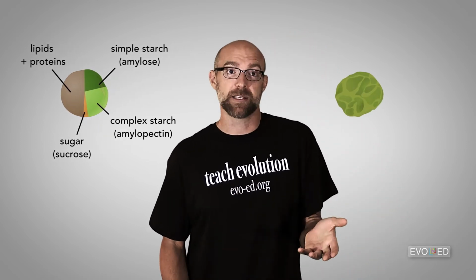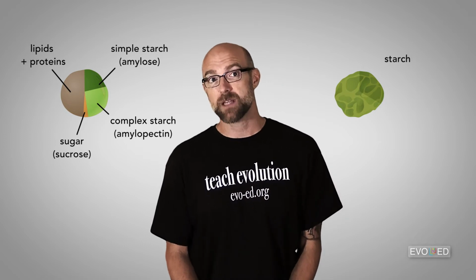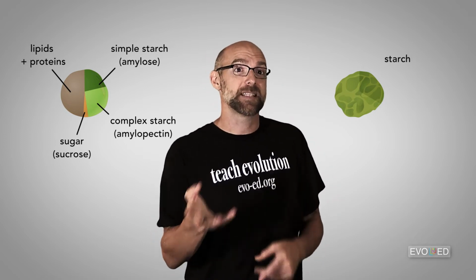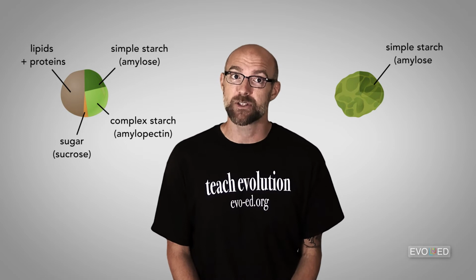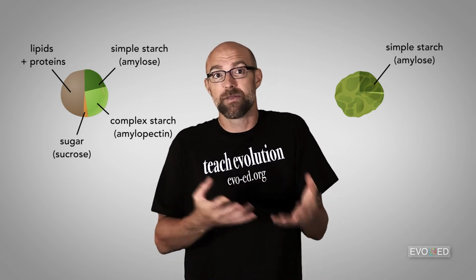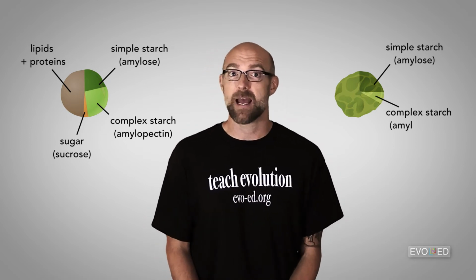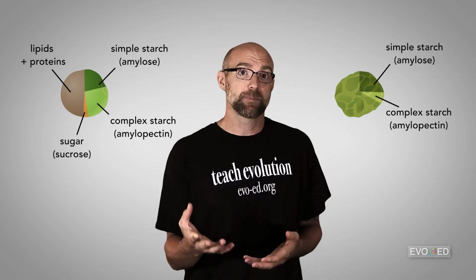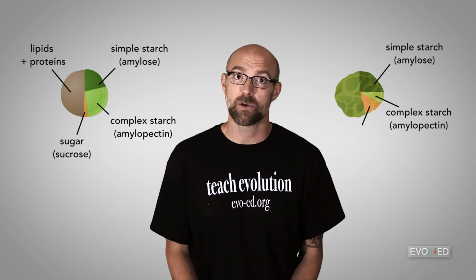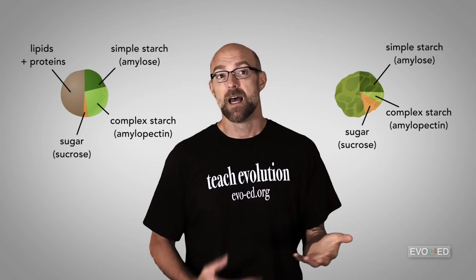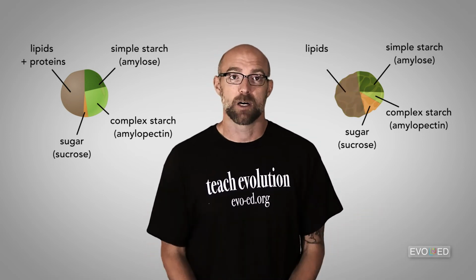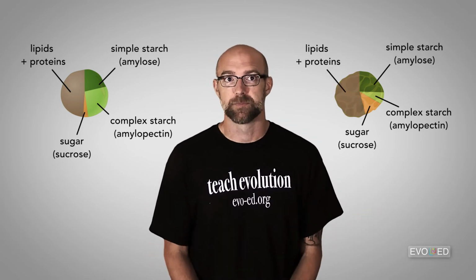In wrinkled peas, when they're dried out, only about 35% of their weight comes from starch. Of that, nearly 70% is the simple starch amylose, whereas only 30% is the complex starch amylopectin. For wrinkled peas, nearly 12% of their total weight comes from the sugar sucrose, and the rest of the weight comes from other molecules like lipids and proteins.